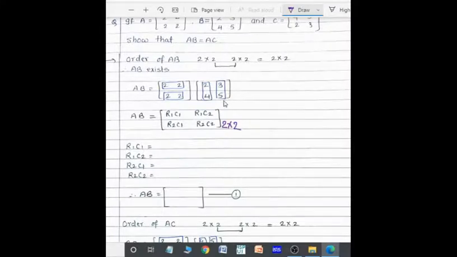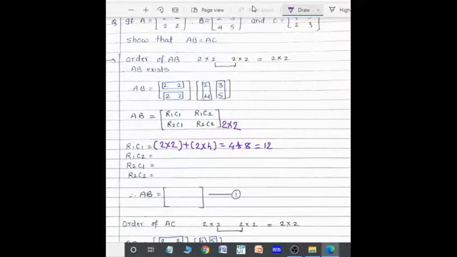Then multiply. See, again the elements of first row into the first column for R1C1. First row and second column for R1C2. Second row and first column for R2C1. Second row and second column for R2C2. Like this, we are going to do first this into this. Write down 2 into 2 plus 2 into 4. That is 4 plus 8. Answer is 12.